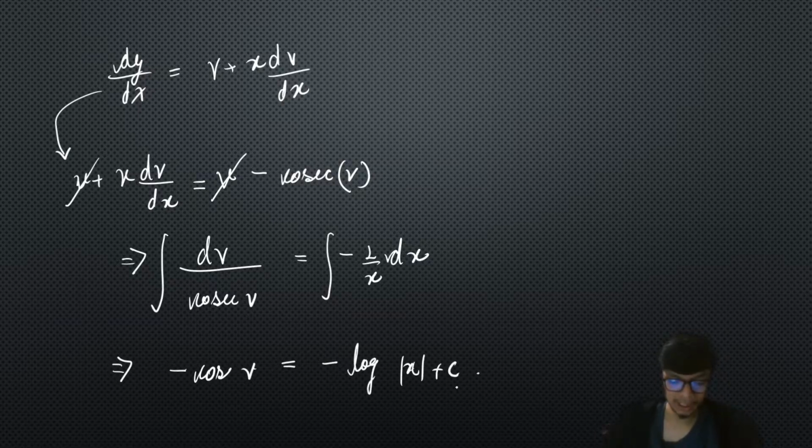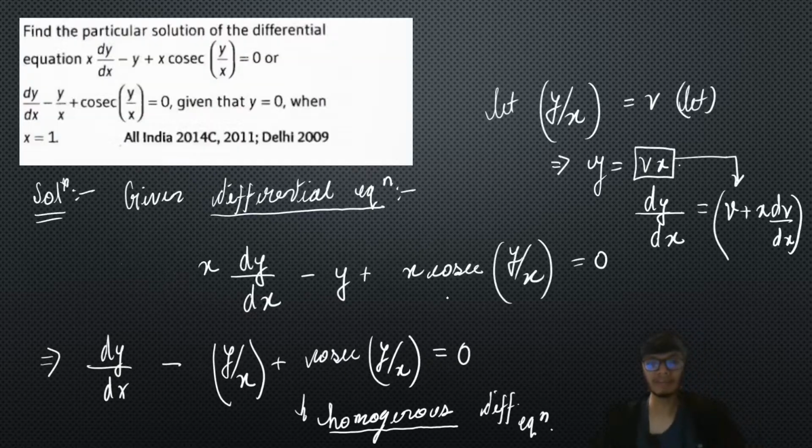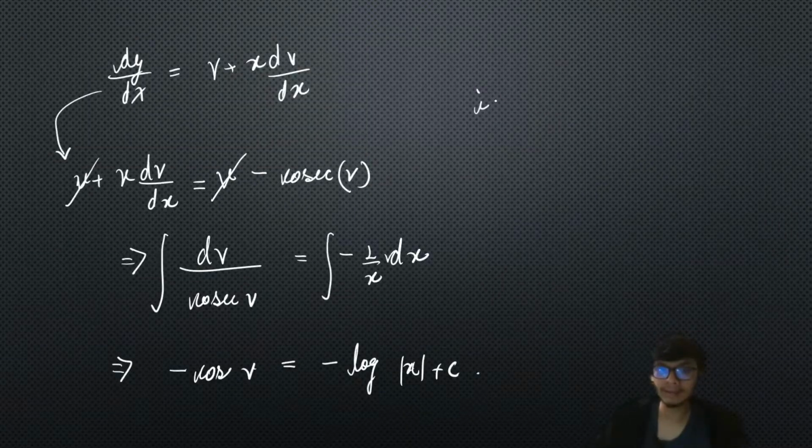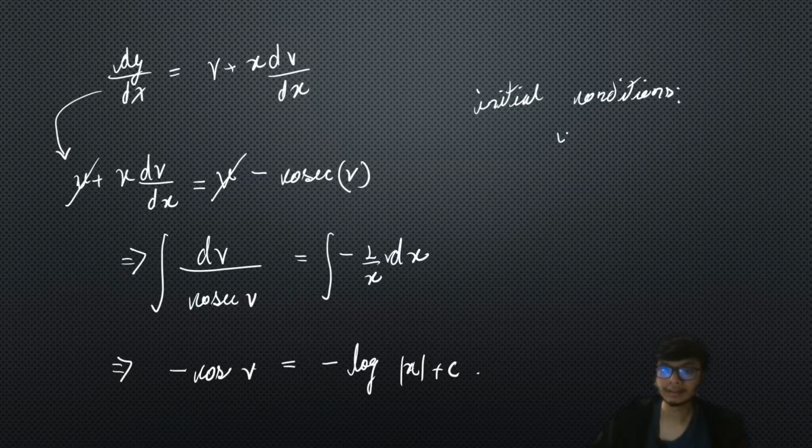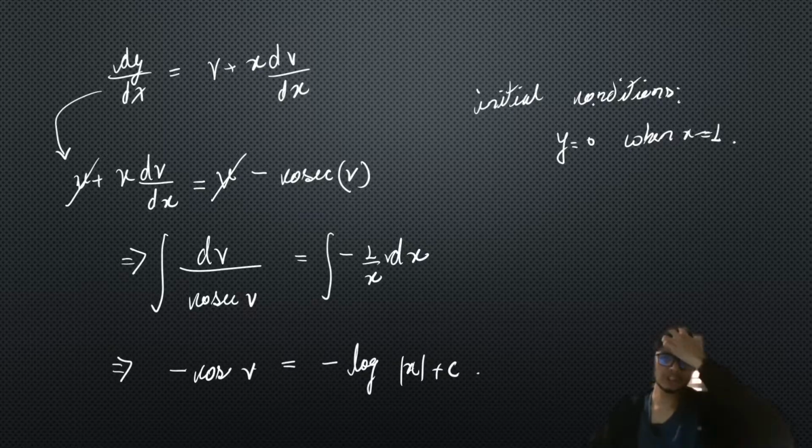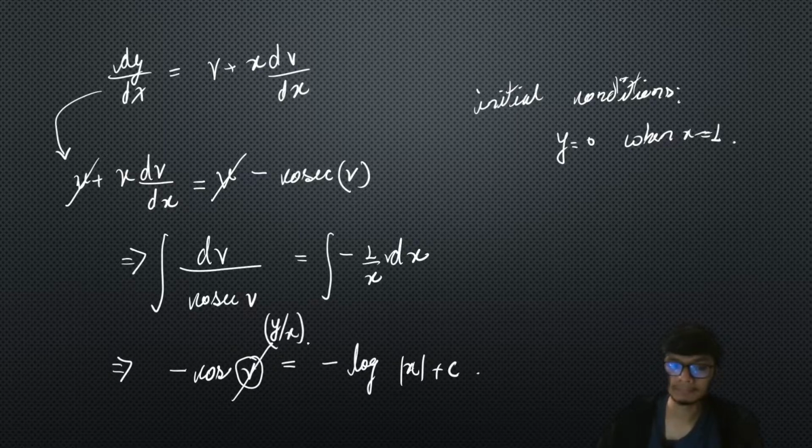Now, in order to get the value of the constant, I have given the initial condition: y equal to 0 when x is equal to 1. So I will write it again as the initial condition, that is y is equal to 0 when x is equal to 1, right? So if you just put this condition, you will fetch the value of constant c. Now you know that v is equal to y upon x, right? So this part is going to be equal to minus 1, and this part is going to be equal to 0. So from here you will get the value of the constant as equal to minus 1.